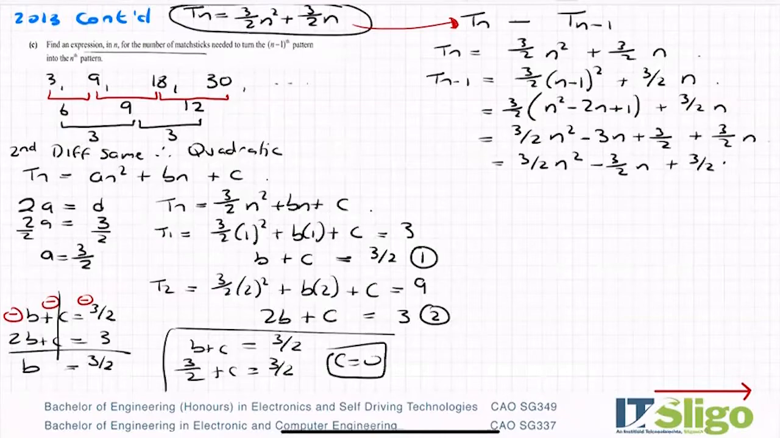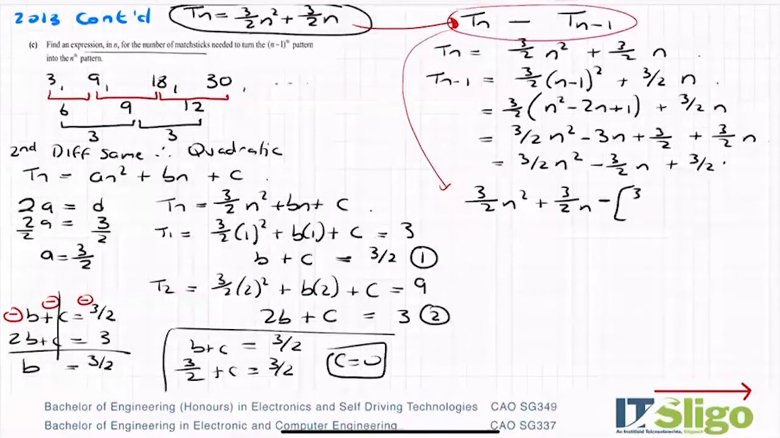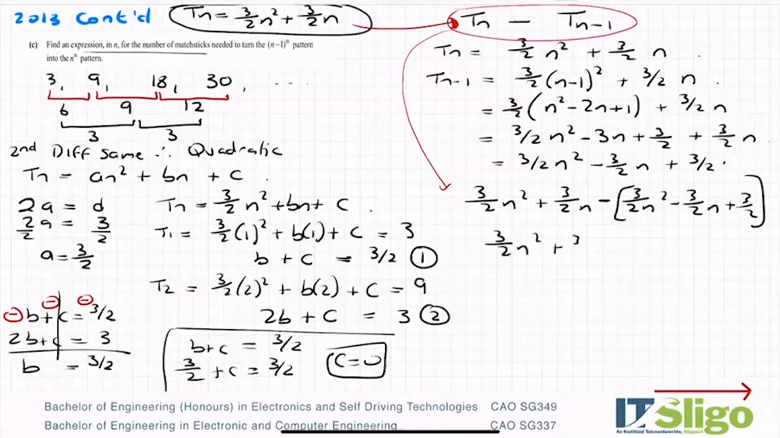Okay, so now I can take them away like I'm doing up here. So I have Tn, which is 3 over 2 n squared plus 3 over 2 n, and I want to minus that 3 over 2 n squared minus 3 over 2 n plus 3 over 2. So I'm getting 3 over 2 n squared plus 3 over 2 n minus 3 over 2 n squared plus 3 over 2 n minus 3 over 2. That cancels with that. I have 3n there, and I have a minus 3 over 2 there. So that's an expression to turn Tn minus 1 into the nth pattern.